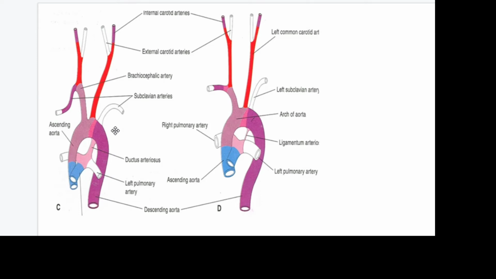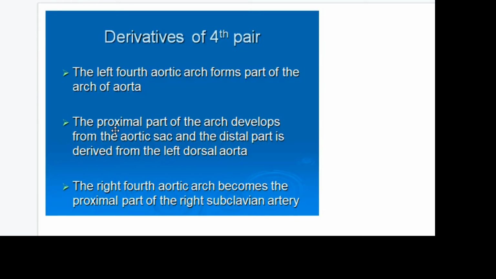Now the fourth pair of aortic arches: the left fourth arch forms a part of the arch of aorta. The proximal part of the arch develops from the aortic sac and the distal part is derived from the left dorsal aorta. And the right fourth aortic arch becomes the proximal part of the right subclavian artery.